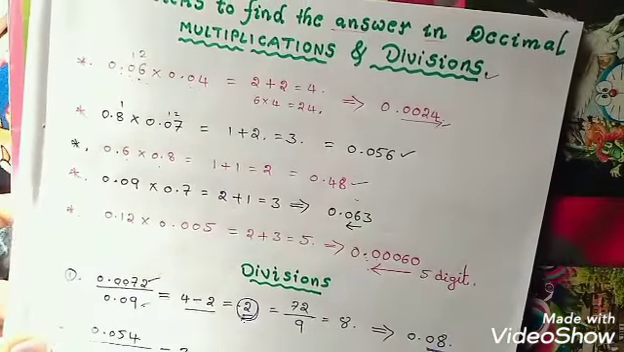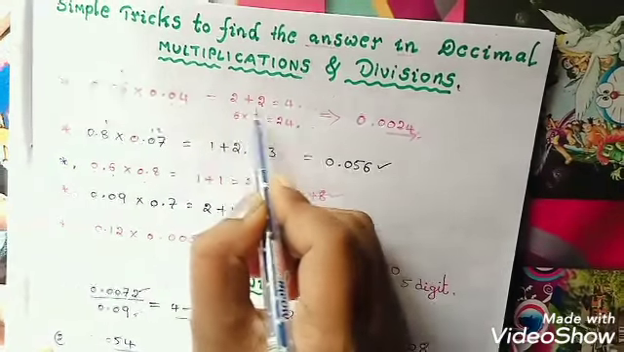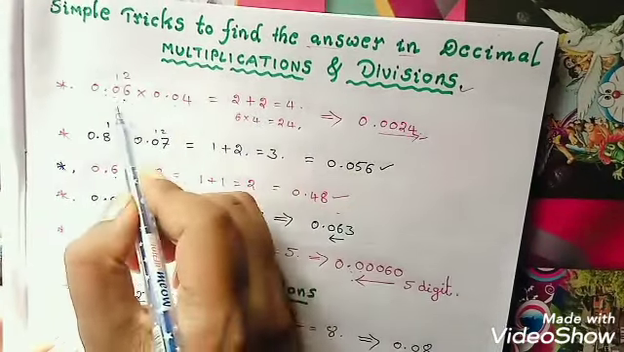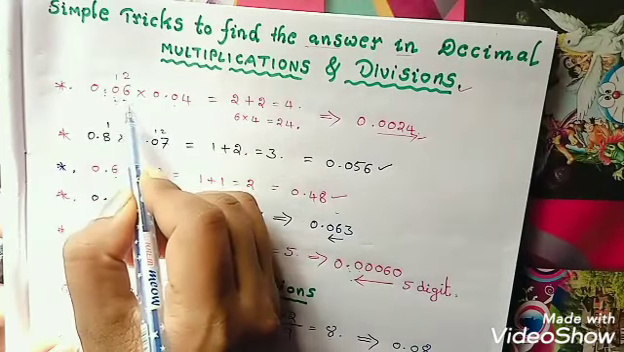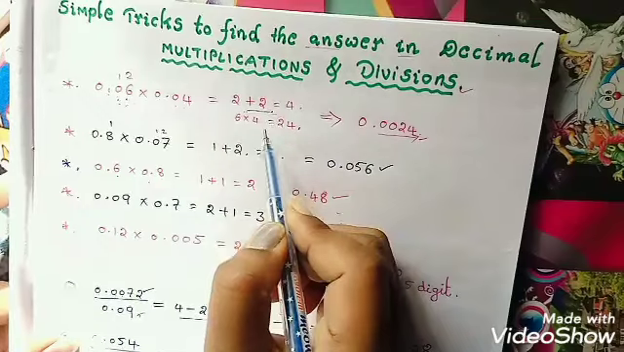But in the multiplications, just as we discussed previously, you can simply add those numbers. How many places are there after the decimal, you can add those numbers. This is the way.